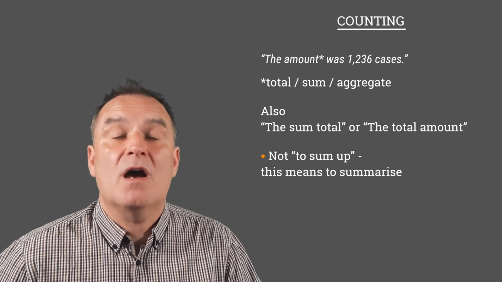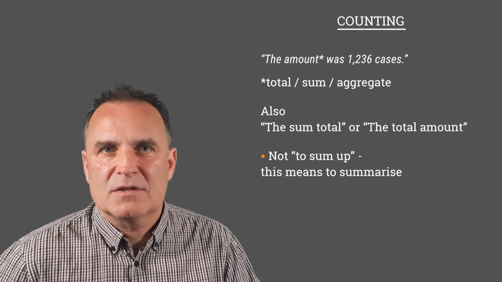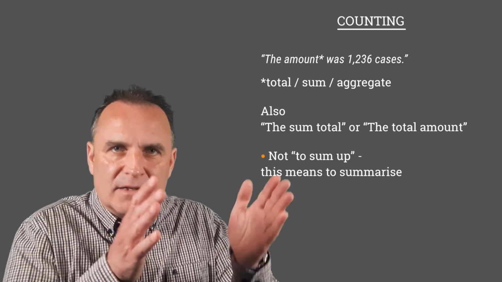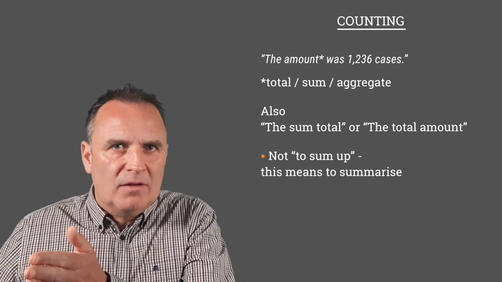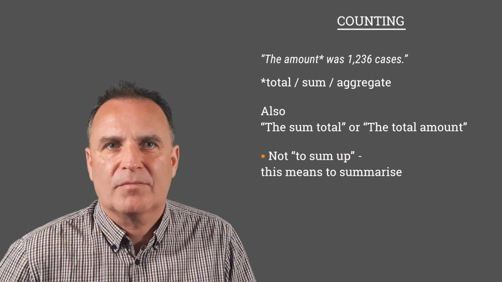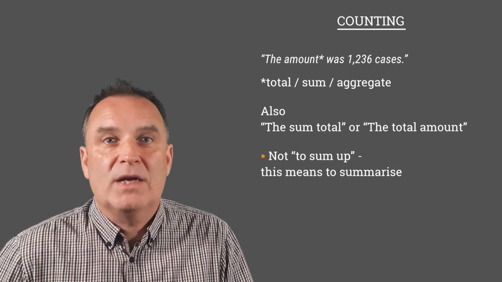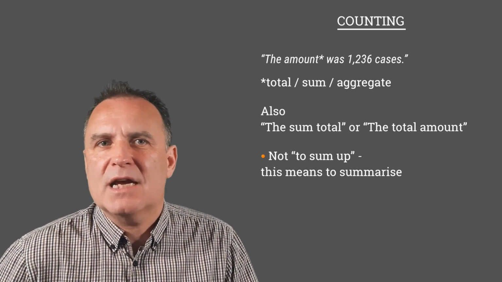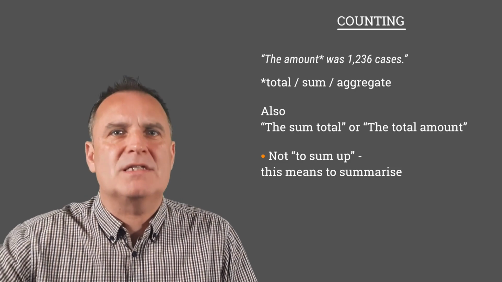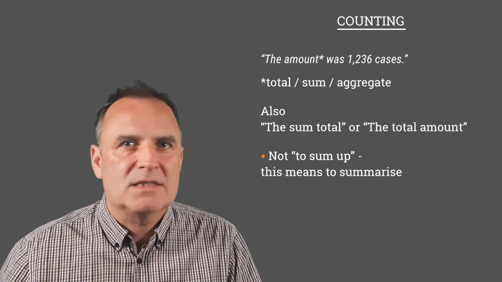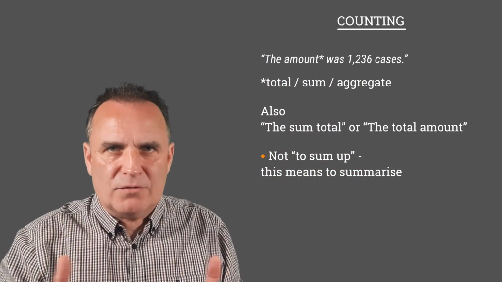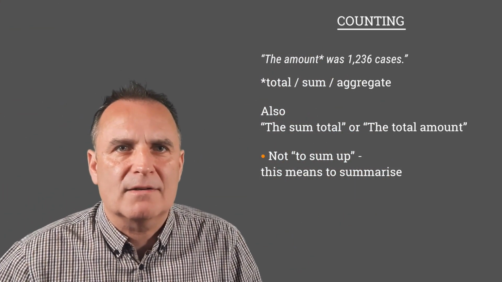Or that was the sum of the thefts. Or that was the aggregate number. The aggregate, when we added up all the months together, the aggregate came to 1,236. We can say the amount. You might want to say the total amount, right? To make it clear that this is the final number. This is not just the amount for June. It's the total amount for the whole time that we're looking at.